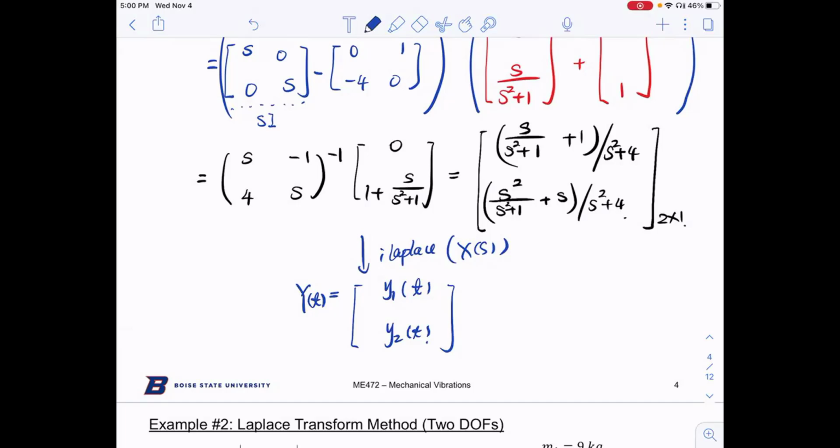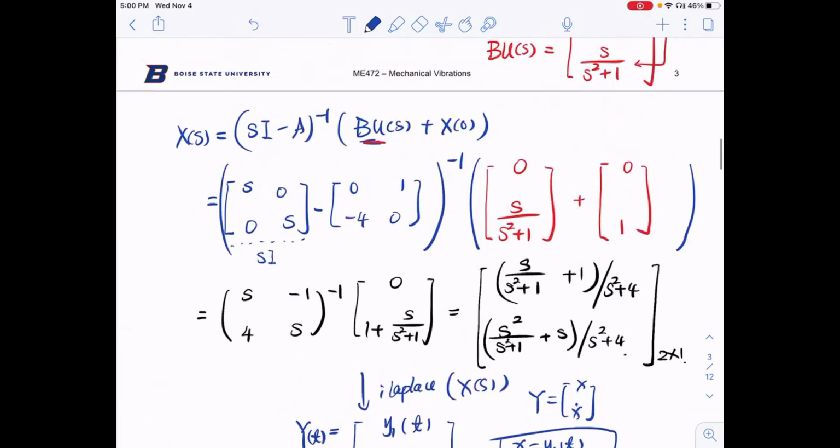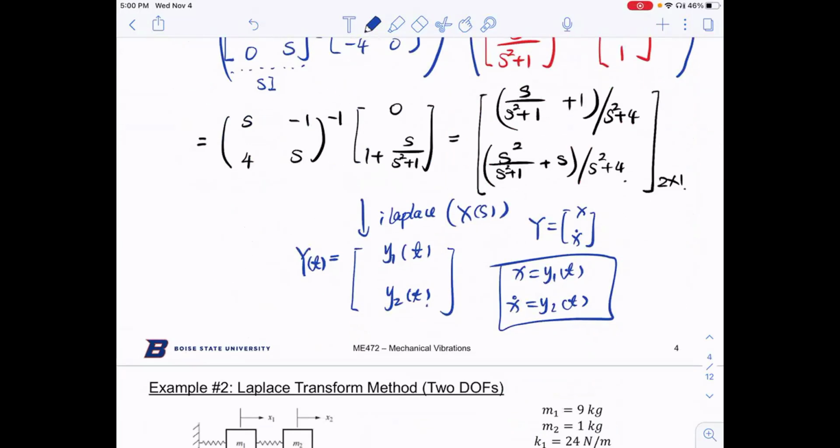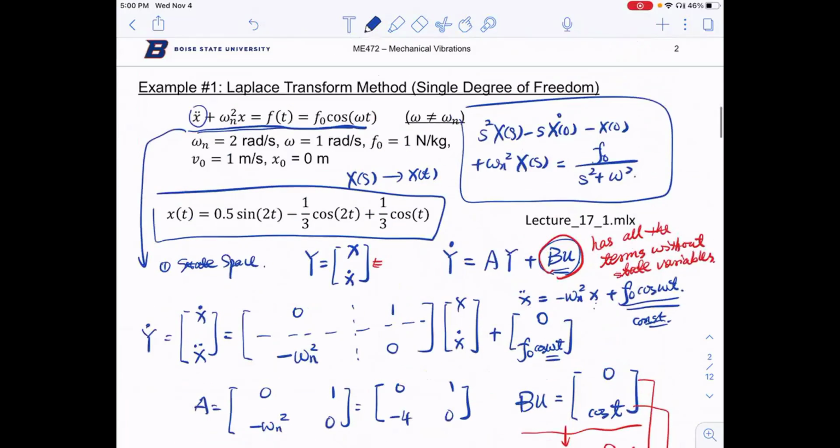And then let's recall your Y is position and velocity. So that means your position is just Y1(t), and then your velocity is Y2(t). So for this method, you're not only getting displacement, you're also solving the velocity.